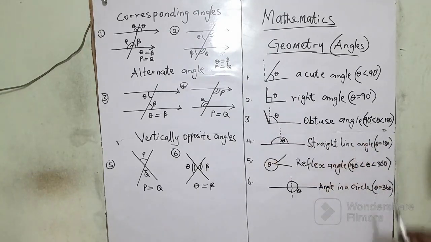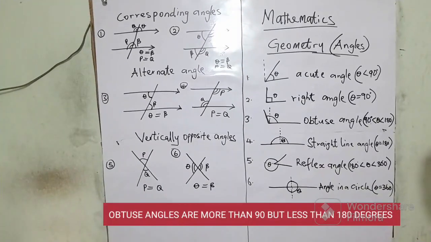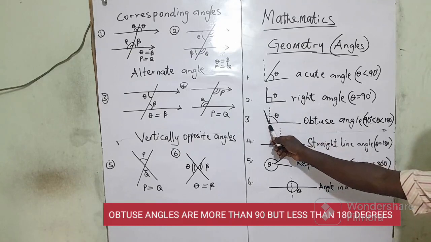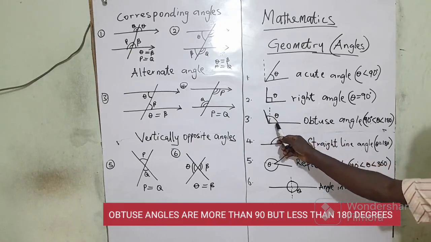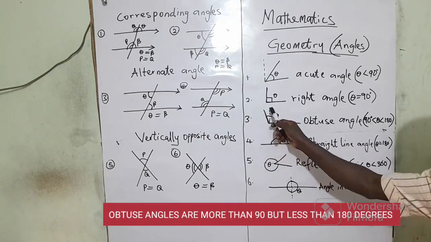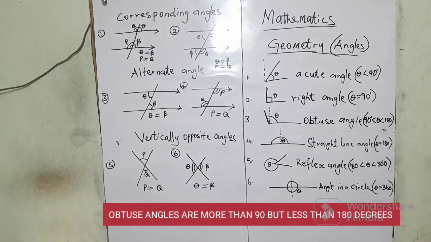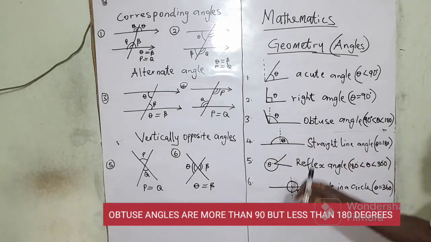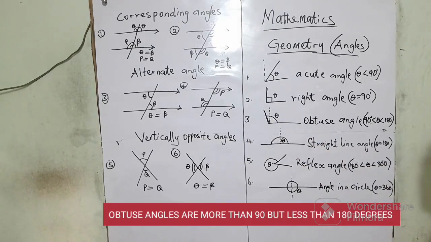Number three is the obtuse angle. For the obtuse angle, we can see a horizontal line and another vertical line. This dotted line is vertical and that shows 90 degrees. But the obtuse angle stretches more than 90 degrees. That means an obtuse angle is more than 90 degrees, but not up to a straight line, which is 180 degrees. So obtuse angles are more than 90 degrees but less than 180.